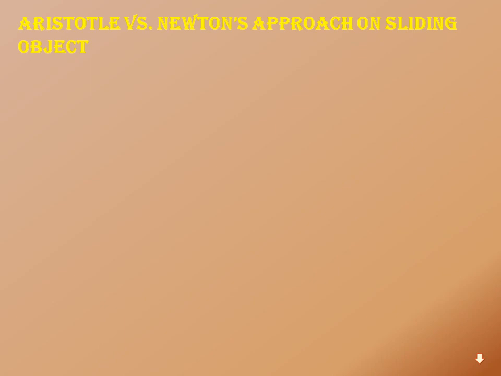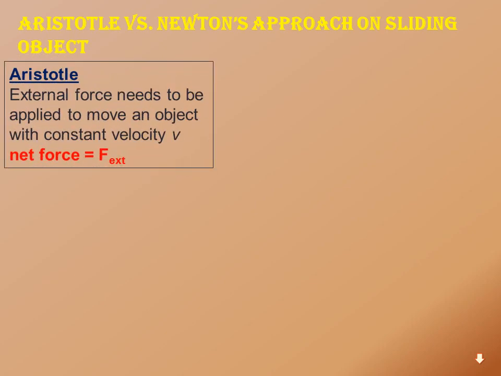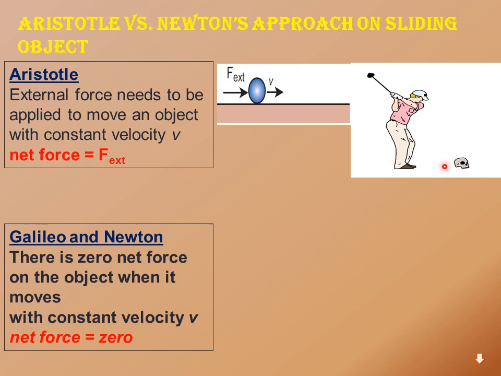Aristotle's and Newton's approaches on sliding objects. From the beginning, Aristotle said that an external force needs to be applied to move an object with constant velocity v. That means the net force is equal to the external force. Here, the ball needs an external force to move from one place to another. That means the displacement needs an external force. Like this, there is one object. The man is using a force to kick the object. He wants to throw it to a certain distance, so he hit that object with his golf bat.